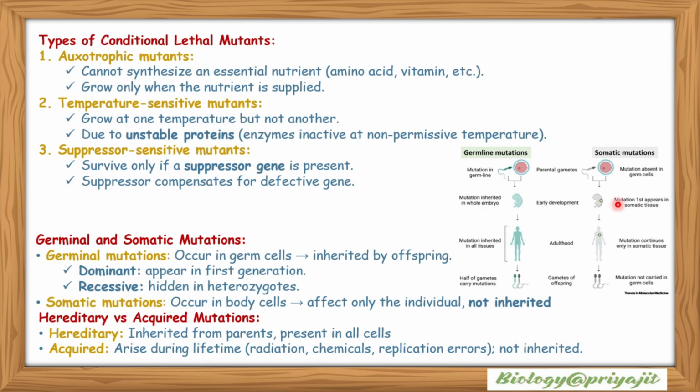Germinal and somatic mutation. This is the image showing the differences between germinal and somatic mutation. Germinal mutation occurs in germ cells and is inherited by offspring. A dominant character appears in the first generation, but a recessive one stays hidden in heterozygotes. Somatic mutations occur in body cells. They affect only the individual and are not inherited. Hereditary versus acquired mutations: hereditary mutations are inherited from parents and present in all cells, while acquired mutations arise during the lifetime, by means of radiation, chemicals and replication errors, and are not inherited.